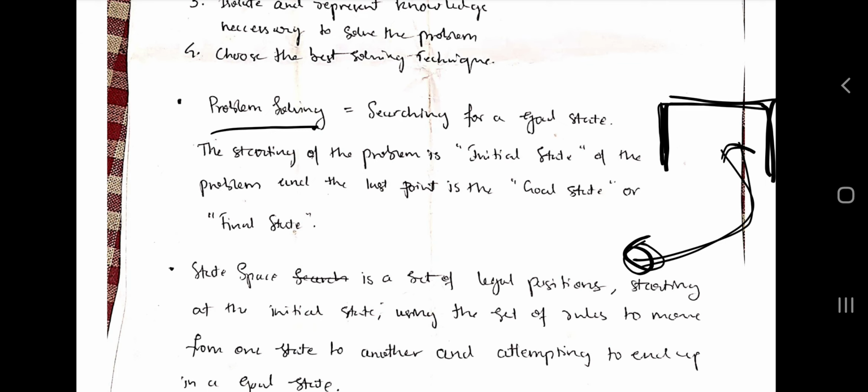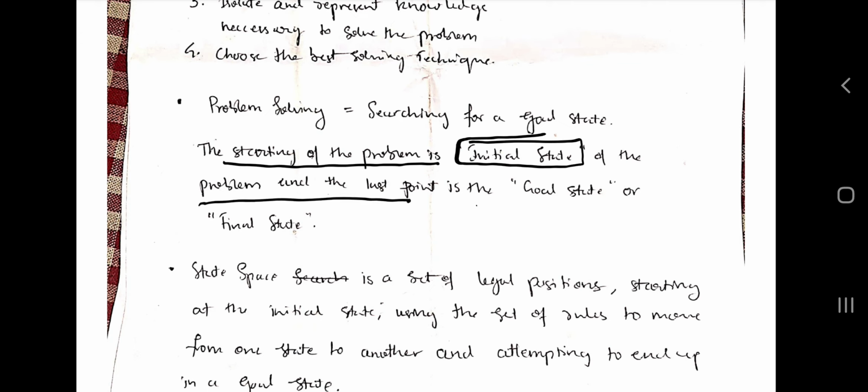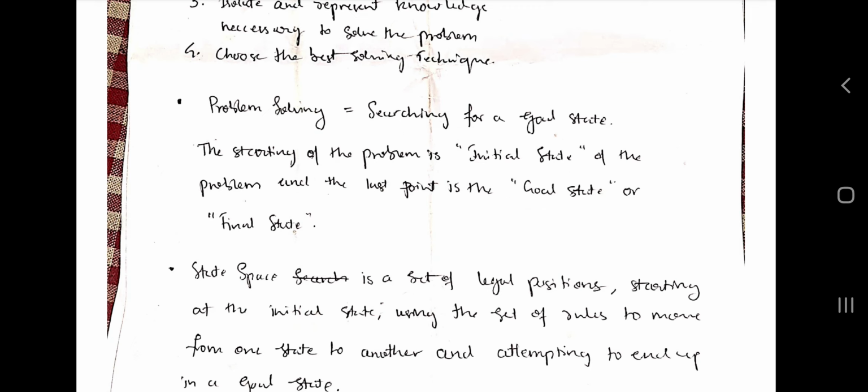So whenever you get this question, keep in mind you are reaching the goal state. Finally, you are in the initial state, and you are reaching the goal state. Keep the example of football in mind. Fine. So the starting of the problem is what? Initial state. Initial state means where you are currently at, and the last point is what? The goal state or the final state. After 5 years, where do you see yourself? That is your goal state. Now where you are, that is your initial state. Understood? That is called searching for a goal state.